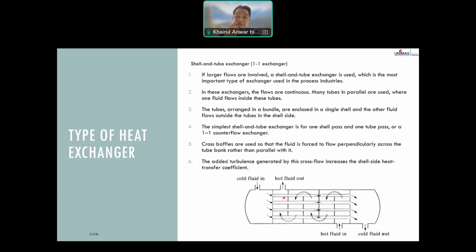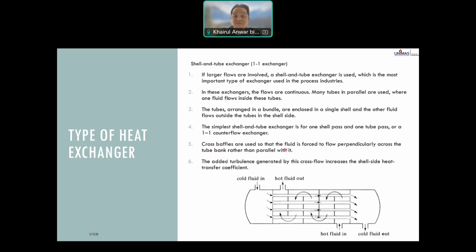Many tubes in parallel are used, where one fluid flows inside these tubes. The tubes are arranged in a bundle like this, enclosed in a single shell, and the other fluid flows outside the tubes in the shell side. The simplest shell and tube is for one shell pass and one tube pass, or we call it a one-to-one counterflow exchanger, like this.